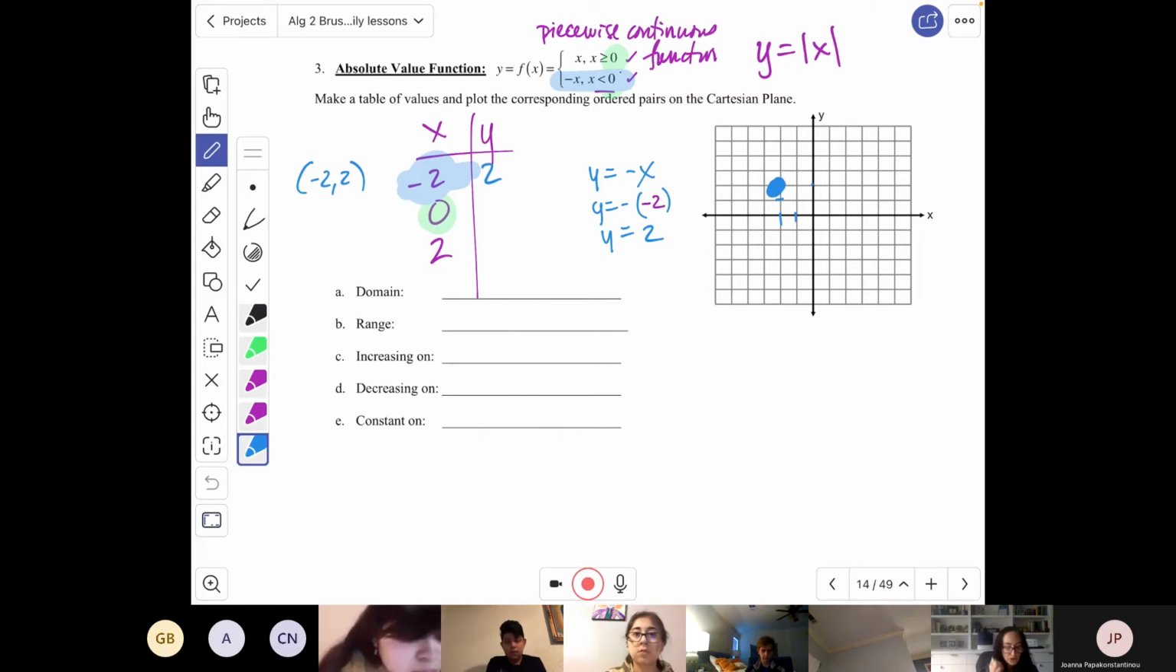Now, which equation, and this is a little tricky, which equation am I going to use to evaluate x equals 0? Am I going to use the first one or the second one?